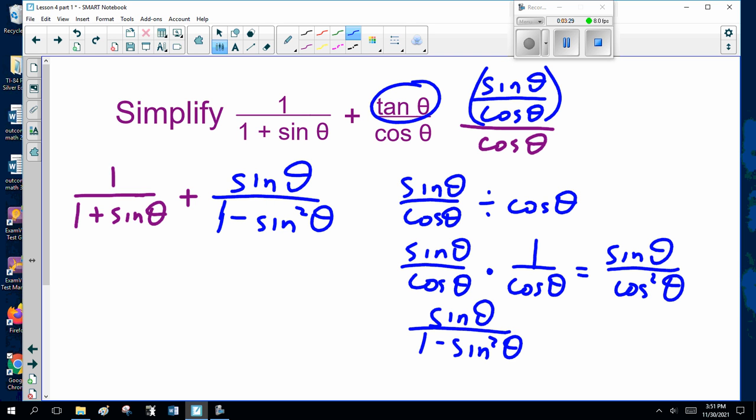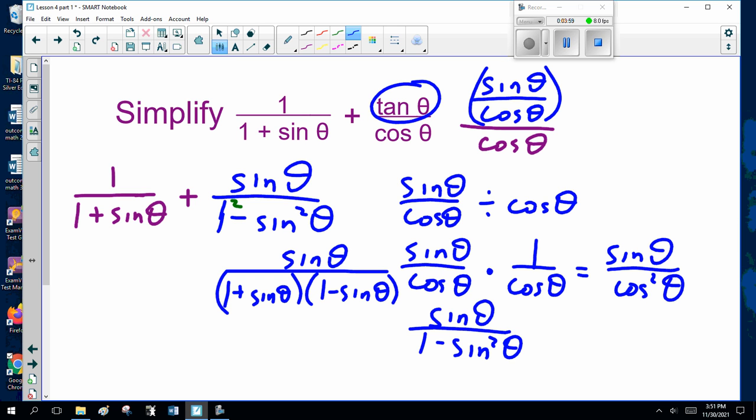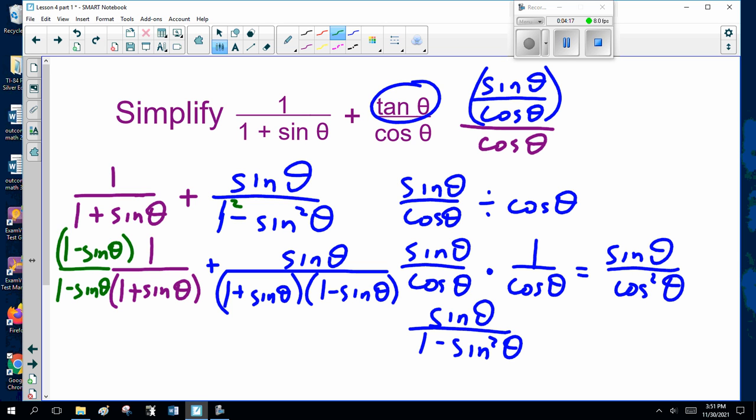You're all going, what? I want you to think for a moment. Where have we seen something like this before? Well, I will give you a hint. This is 1 plus sine. Or if this is 1 squared minus sine squared, what have I got? A difference of squares. So, this denominator is 1 plus sine theta times 1 minus sine theta. So when I'm adding them together, what denominator am I missing? Oh, what's my common denominator? 1 plus sine theta times 1 minus sine theta. Yeah, pain in the bum.